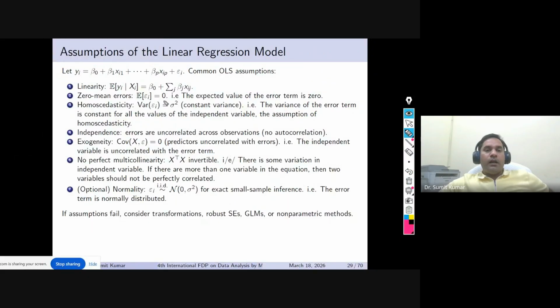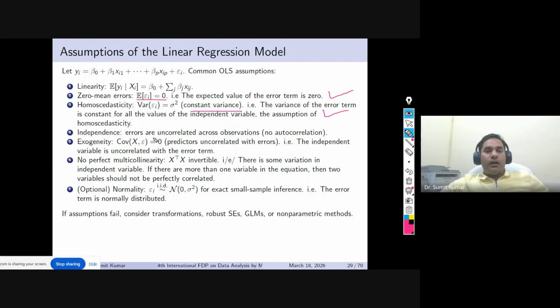Whatever the error is, it has zero mean, so the expected value of the error term will be zero. Homoscedasticity means the variance, sigma square, will be constant throughout the analysis. If we take x1, x2, x3 values, the variance will not change over the analysis. You have to handle that again. So this variance will be constant.